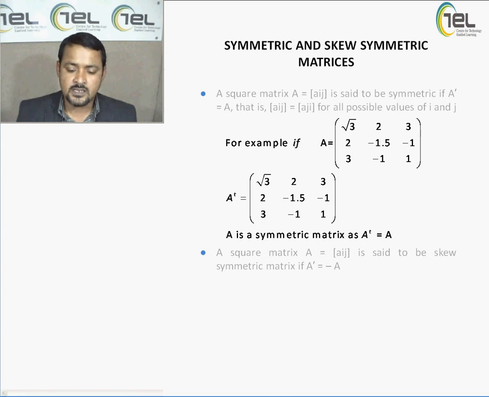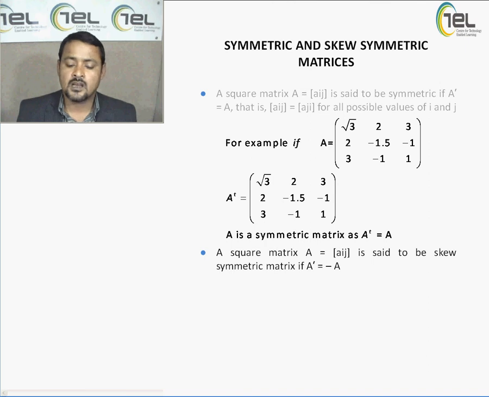You have a matrix on the slide: root 3, 2, 3, 2, minus 1.5, minus 1, 3, minus 1, 1. When you calculate the A transpose, you find that even if you have converted the rows into columns and columns into rows, the matrix remains the same. So A is a symmetric matrix, as the transpose of the same matrix is exactly equal to the same matrix. So a square matrix A is symmetric because transpose of A is exactly equal to A.